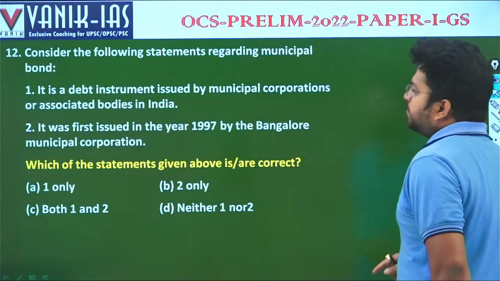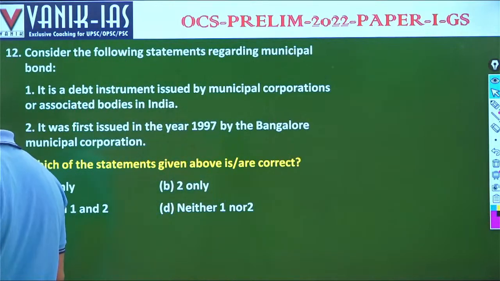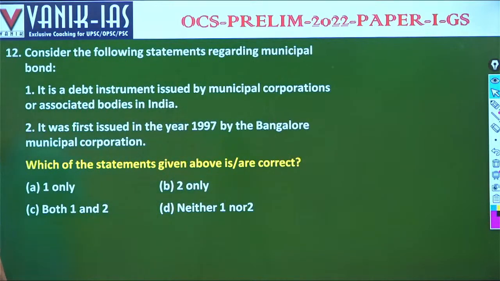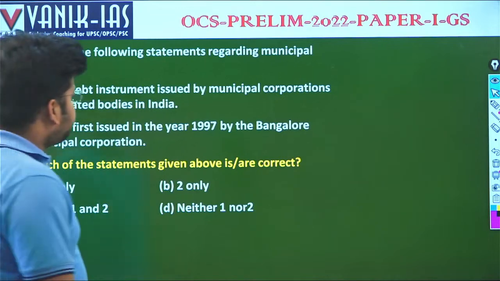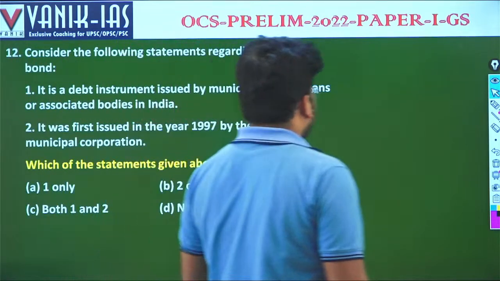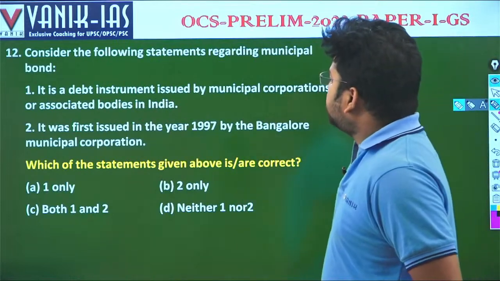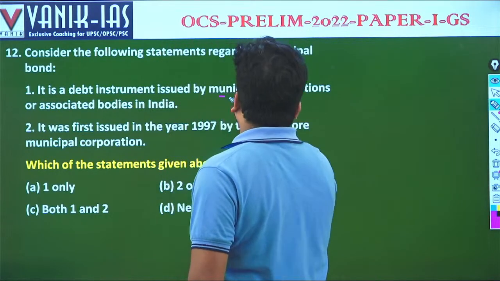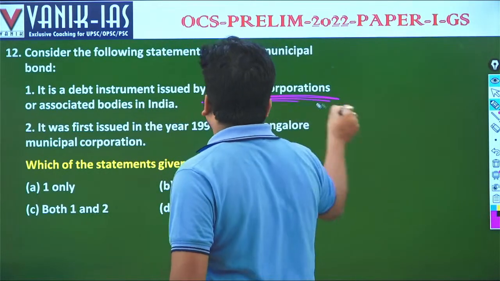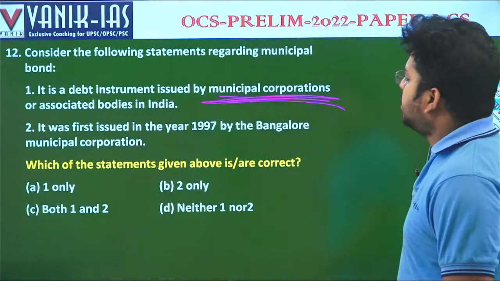Retrospective taxation. Consider the following statements regarding municipal bond. Now municipal bond is in use, right? It is for self-sufficiency of the municipalities, right? Local self-governments. It is a debt instrument issued by municipal corporations and associated bodies, like Delhi, like Mumbai, like Kolkata, municipal corporations of big cities.